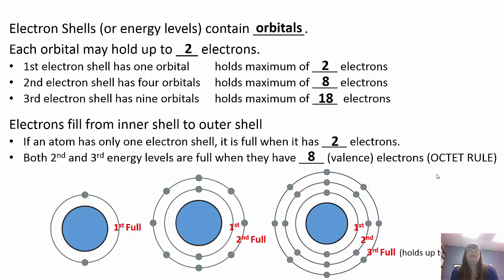So the electron shells, or the energy levels, contain orbitals. And each orbital can hold up to 2 electrons, but can be more, as you can see. So the first electron shell has 1 orbital. So it holds a maximum of 2 electrons. The second electron shell has 4 orbitals. So it holds a maximum of 8 electrons. And the third electron shell has 9 orbitals. So that holds a maximum of 18 electrons. But we do not really care about orbitals in here. We care about the shells.